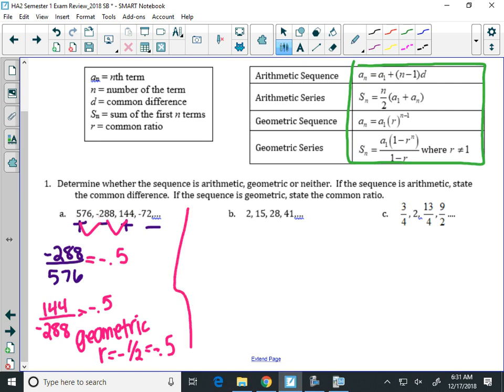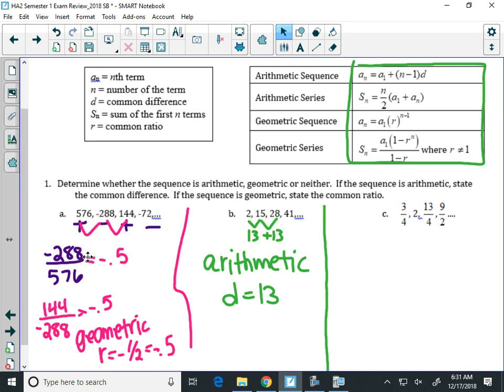B, you go 2, 15, 28, 41. All the signs are the same, so it could be either arithmetic or geometric. It looks like we are 2 to 15. It looks like we're going up by 13 for that one. 15 to 28, you're also going up by 13. So this sequence is arithmetic, and there is a common difference of 13.